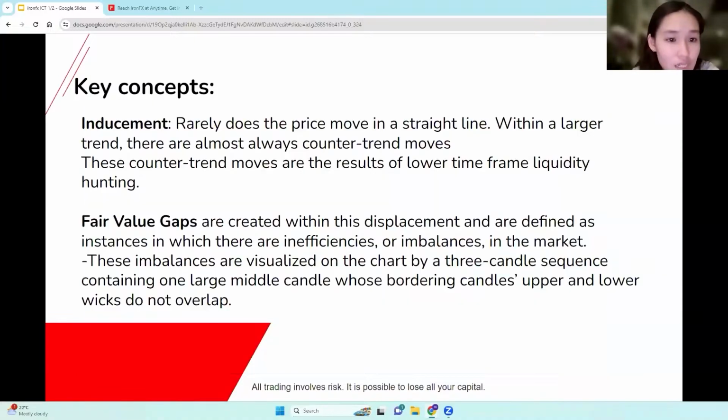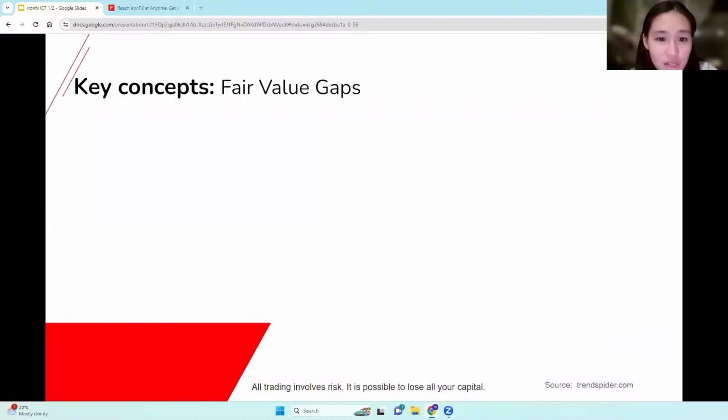Okay, now the next key concept we're looking at is the fair value gaps. So these are created within the displacement, and are defined as instances in which there are inefficiencies or imbalances in the market. So if we visualize what this means, it's basically a three-candle sequence containing one large middle candle whose bordering candles' upper and lower wicks do not overlap. So let me show you an example of this now.